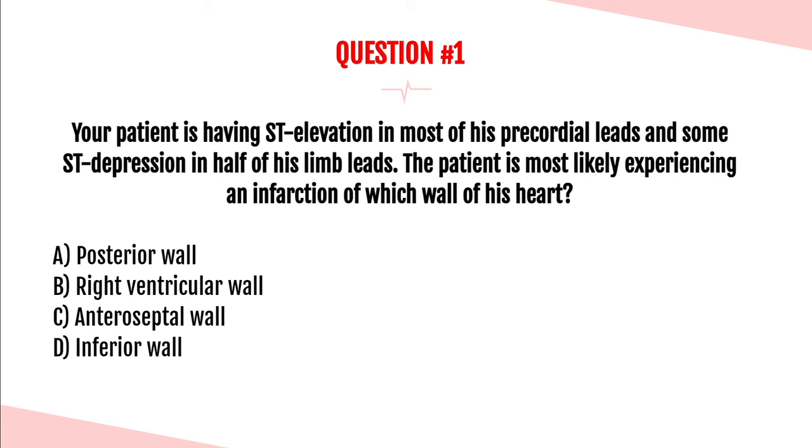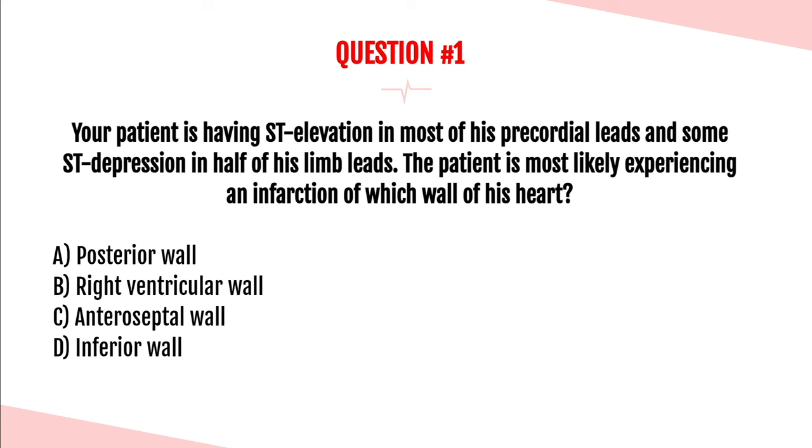All right, so I know what you're thinking. Oh my goodness, I have no idea which leads are which. It's all good. Let me break it down for you. In a 12-lead EKG, you have 12 leads. Six of them are precordial and six of them are limb leads.